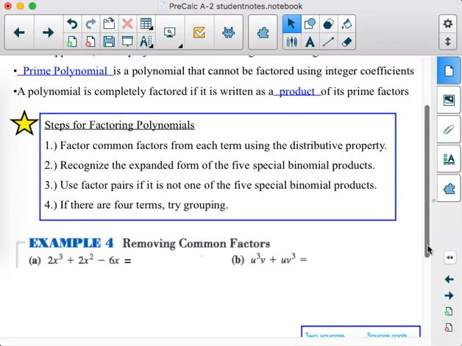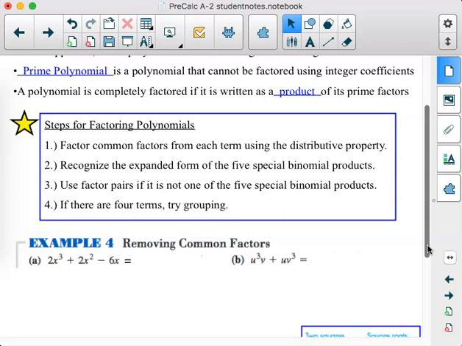If there are 4 terms, try grouping, because that is a special product that we see. We'll notice because it has 4 terms, and we'll look at it and say, well, this isn't a trinomial. How do I factor this? And with 4 terms, we should try grouping.